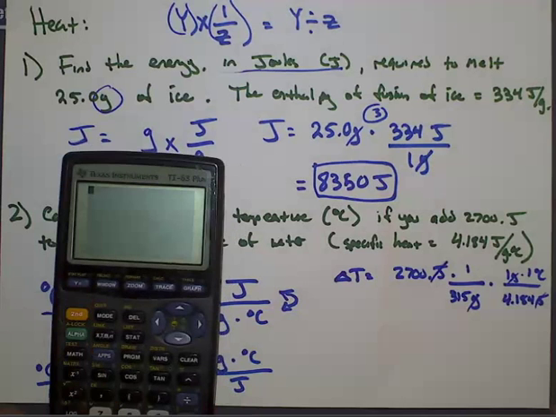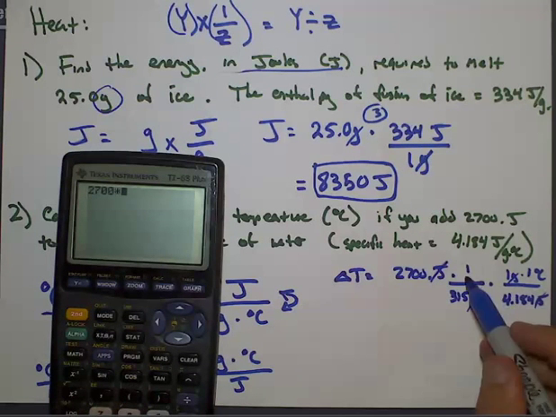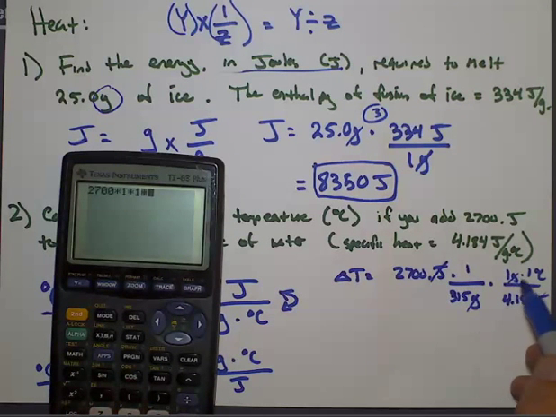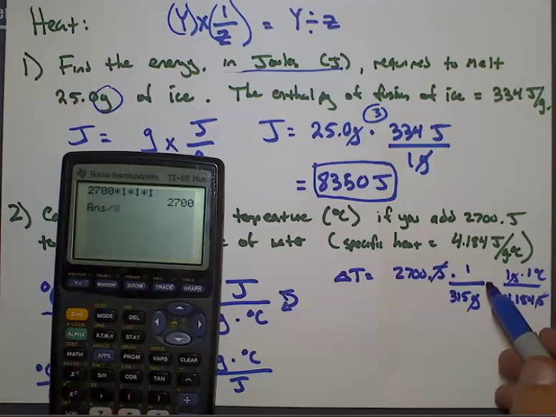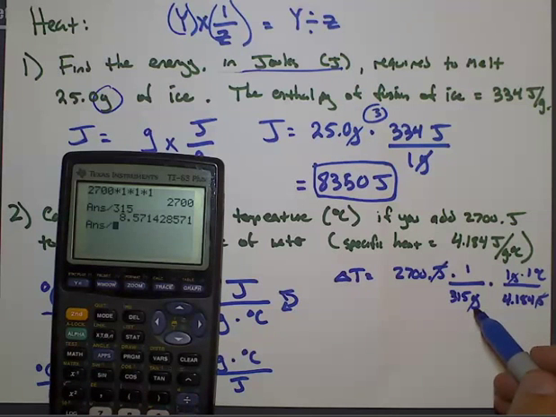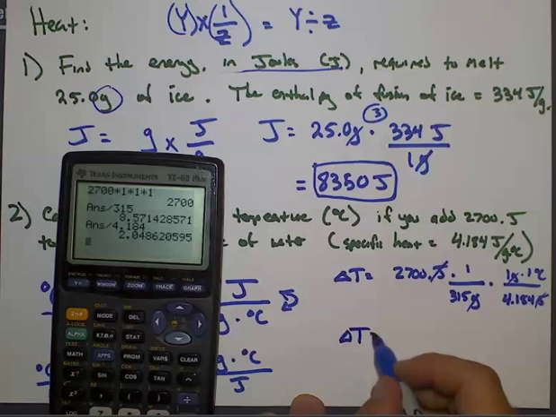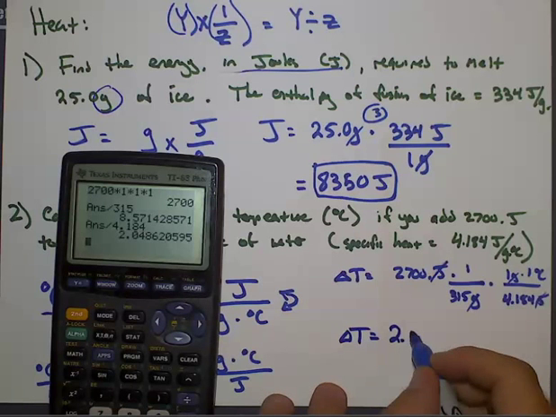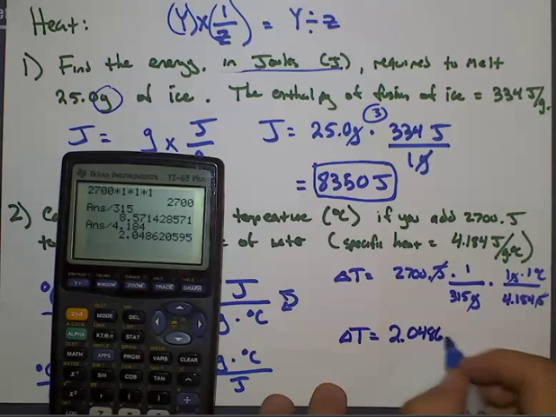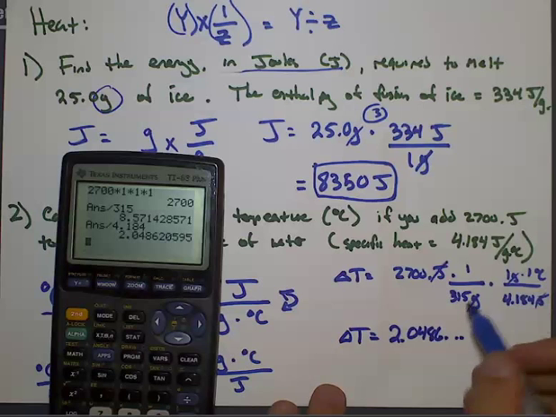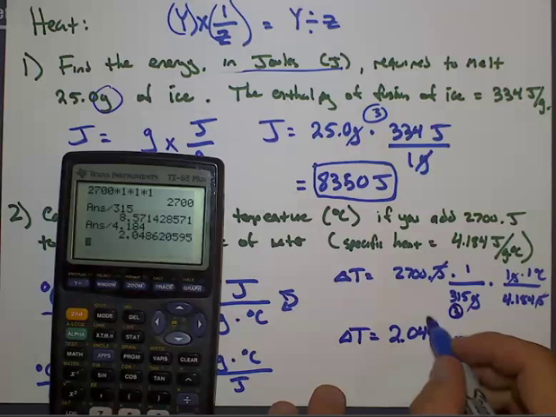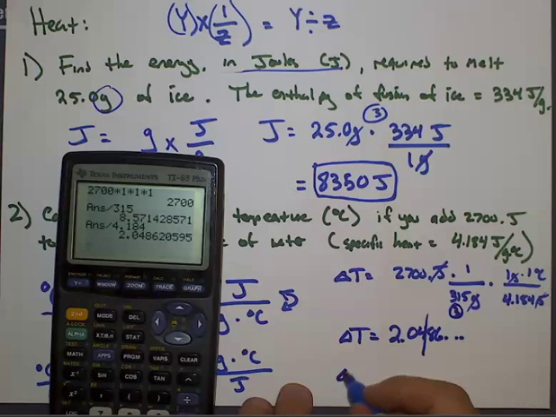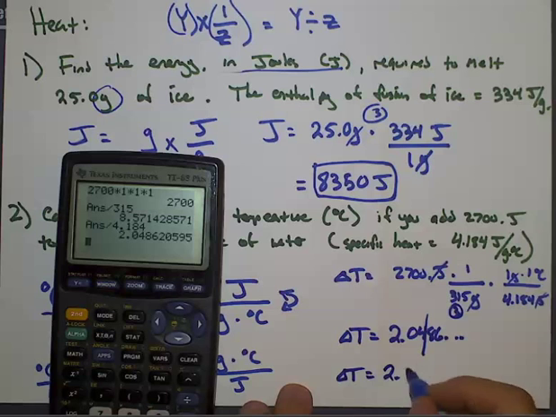Let's find a number. 2700 times 1 times 1 times 1 divided by 315 divided by 4.184. And so my delta T here is 2.0486. We have a total of 3 significant figures here, so cut it off there. Delta T would be 2.05 degrees Celsius.